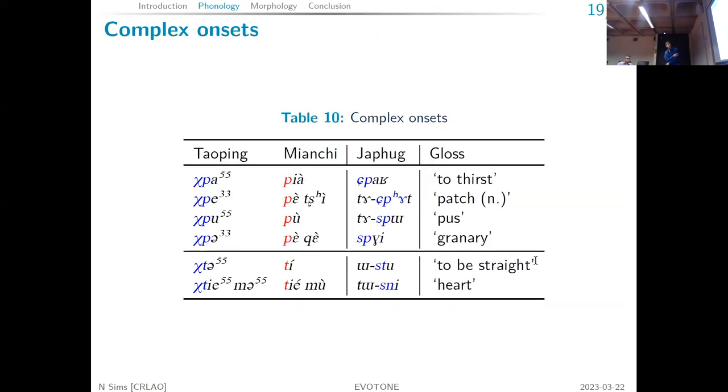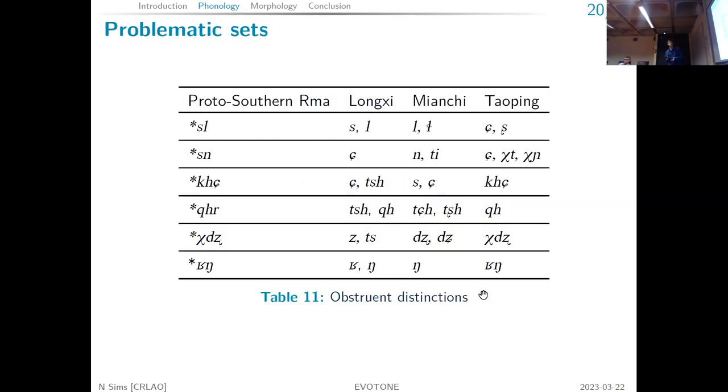All right. So we can also look outside of Rma and look at the Qiangic languages and see that these consonant clusters are conservative. It's not that they've been innovated in Taoping Rma. So Nianchi and Taoping are the Rma varieties. They have this difference. But the conservative Jiaolong language looks more like Taoping. So we could reconstruct something based on this to say that these are really old consonant clusters in these cases.